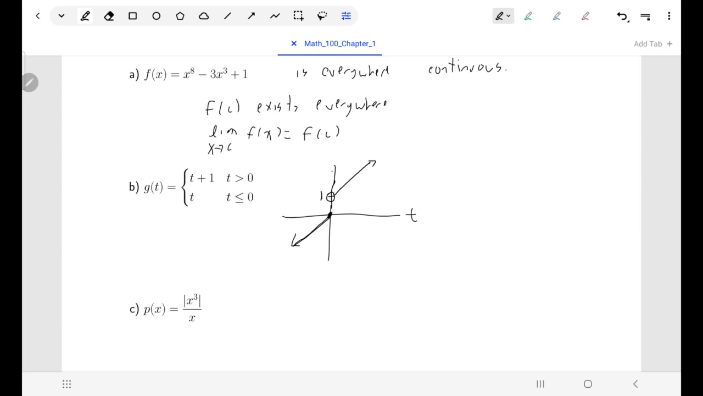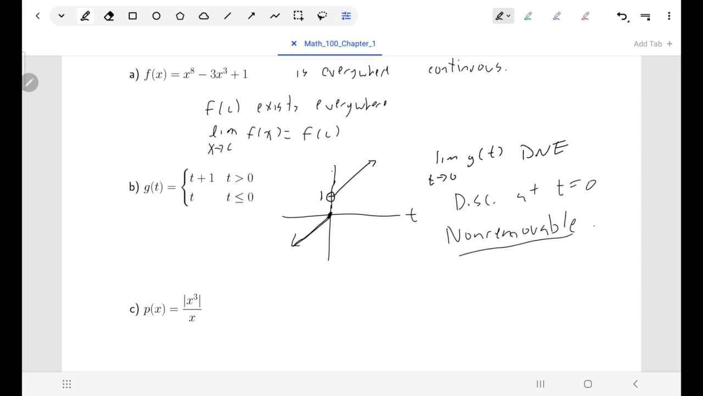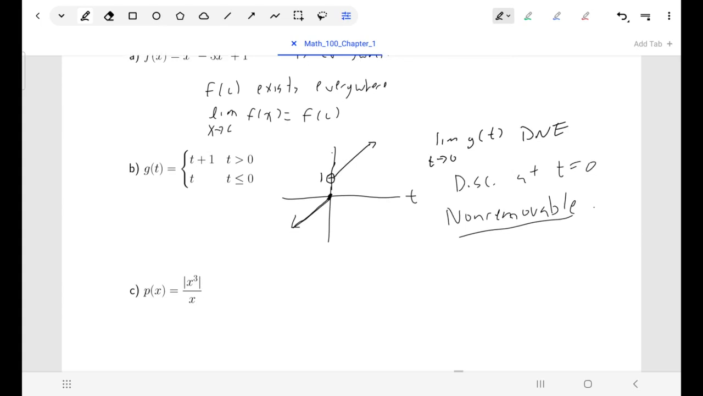So I can definitely see here that the limit as t approaches 0 of g of t does not exist. And it doesn't exist because the graph is doing different things on either side of 0. So this is discontinuous at 0. And this is also non-removable, because the limit did not exist. If the limit existed, then we could redefine what's happening at 0, and that would make it nice and continuous, but too bad for us, that's not the case.